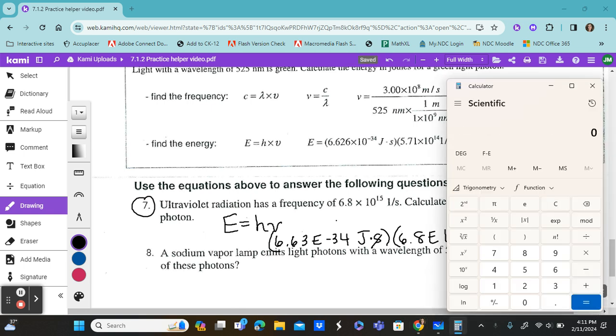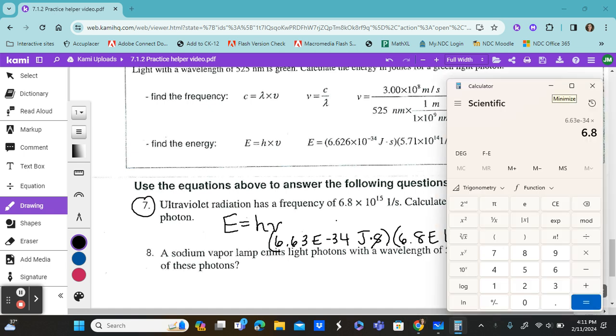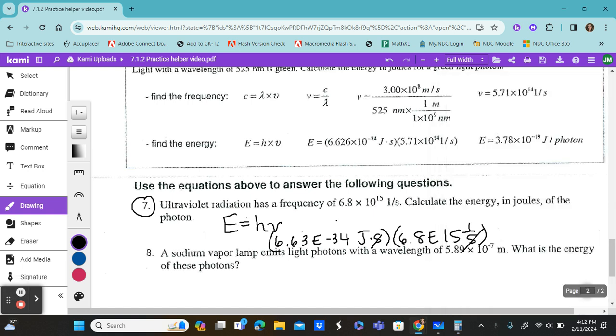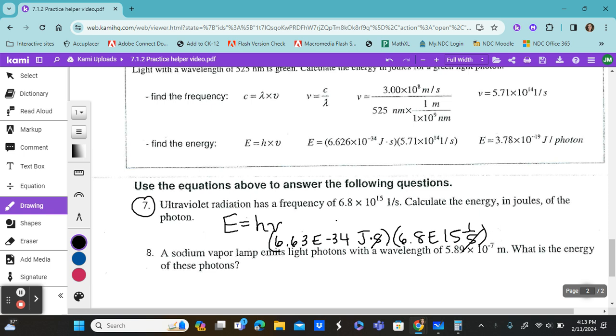So clear that. 6.63 exponent negative 34 times 6.8, what was that? e15. Exponent 15. Okay, so what is that? Okay, that's 4.5e-18. Again, change your mode on your calculator. 4.5e-18. Okay, and that's in joules.